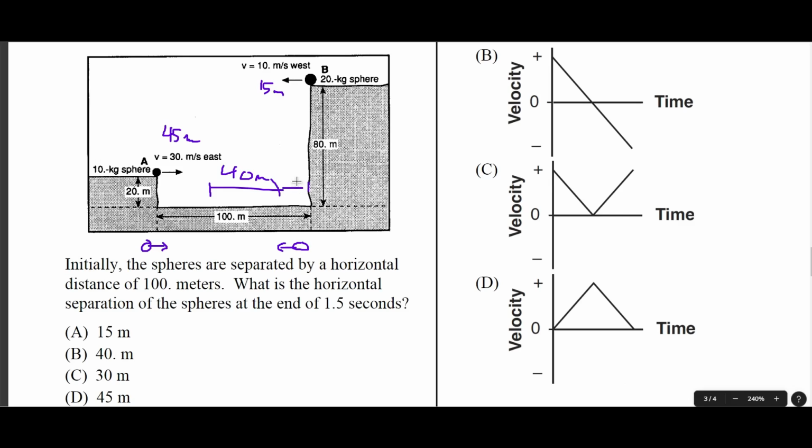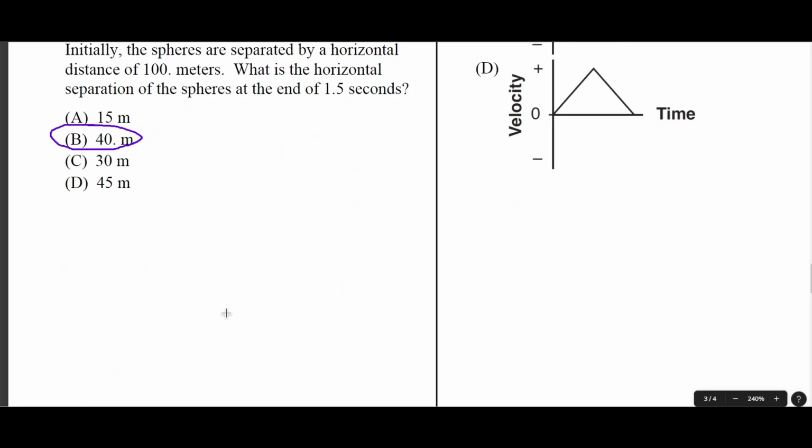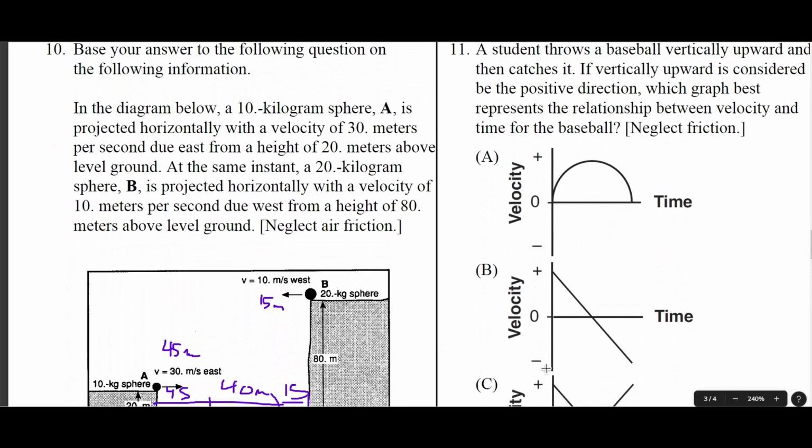All right, because if we add up all these numbers, it would end up equaling 100. So 40 meters is my distance. All right, here's the next one. Pause the video, work it yourself, and we'll go over it in a second.